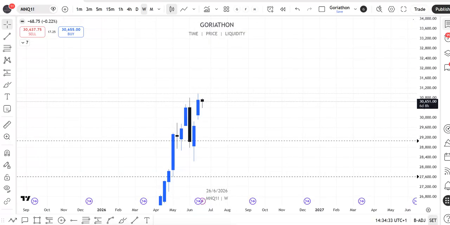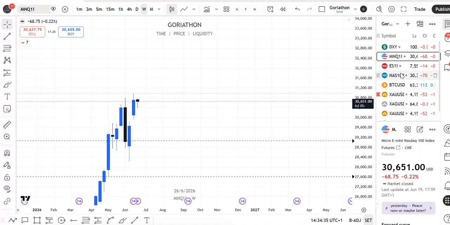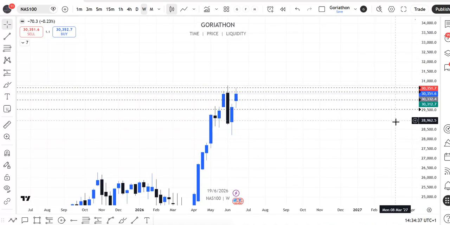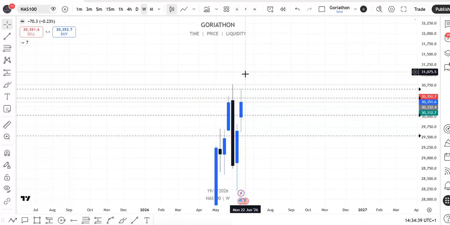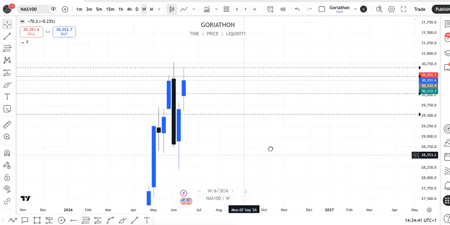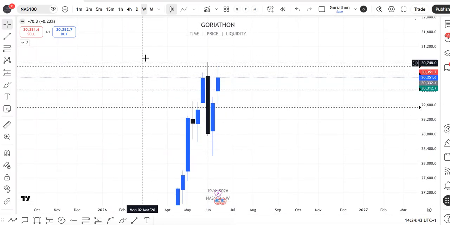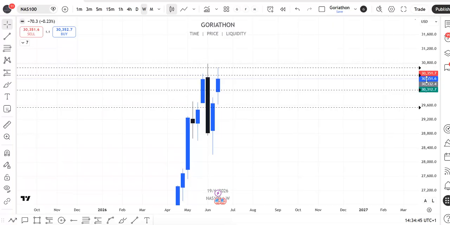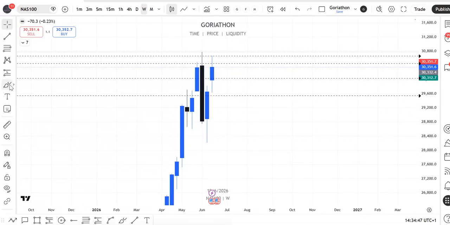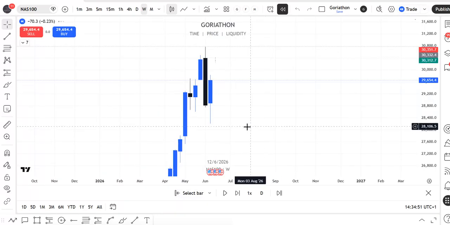If you don't have MNQ connected to your TradingView, you can of course use the NAS 100 Pepperstone chart. Either way, it's going to be the same. So let's just stick to NAS 100 for now. It will be similar to your charts. And let's try to rewind this week's price action over here.